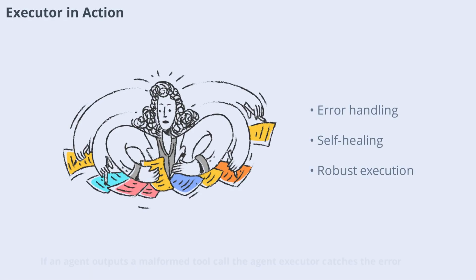If an agent outputs a malformed tool call, the agent executor catches the error, formats a corrective message, and passes it back to the model for automatic correction. This self-healing loop minimizes downtime and ensures robust, error-tolerant workflows.